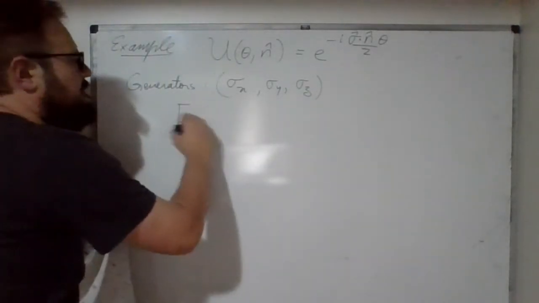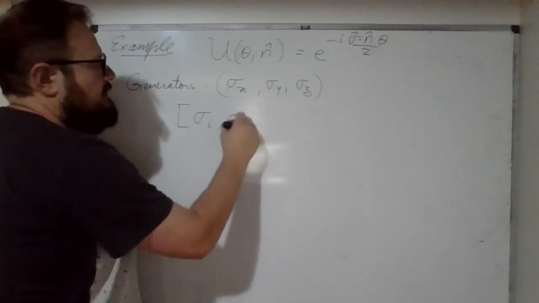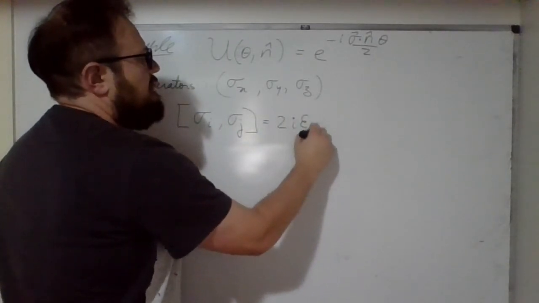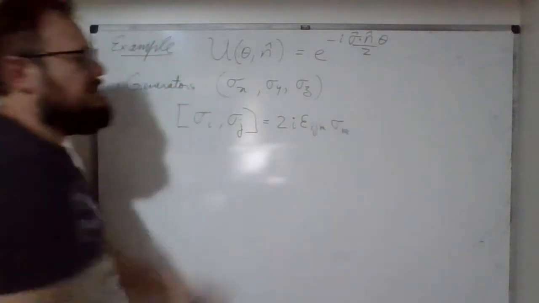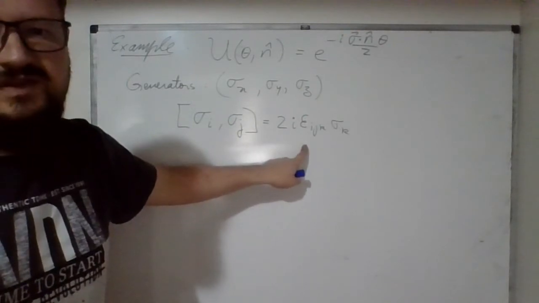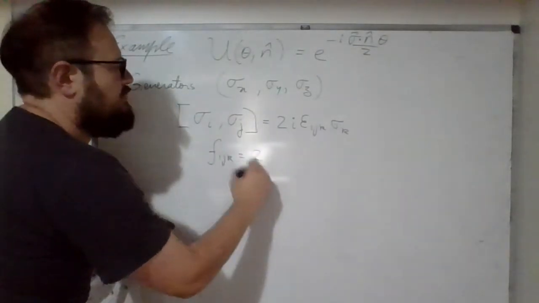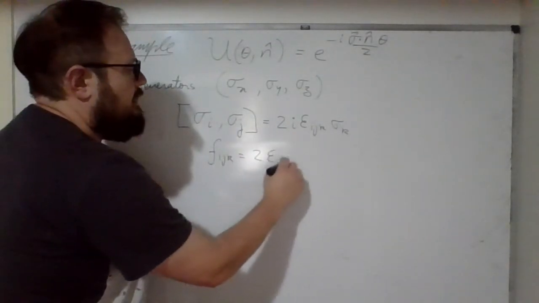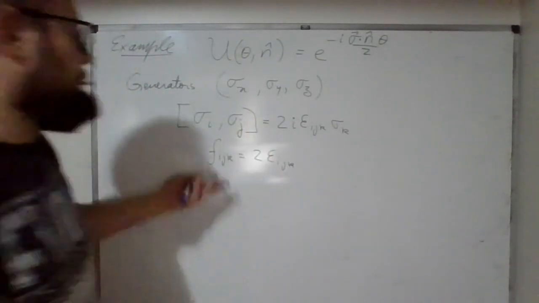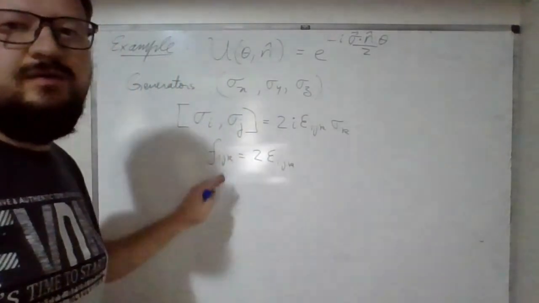Okay, this set of matrices, they are the generators of your group. And you have an algebra. Sigma sub i, sigma sub j is equal to twice the imaginary unit epsilon ijk sigma k. All right, so the structure constants are twice the Levi-Civita tensor. Your structure constants are 2 epsilon ijk. So the spin half is a non-abelian group.